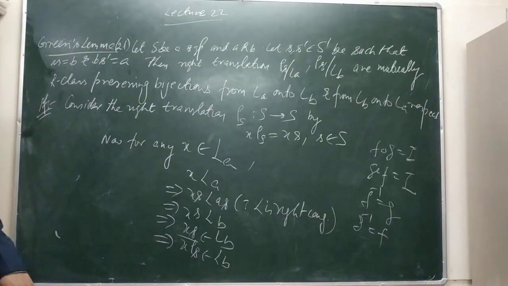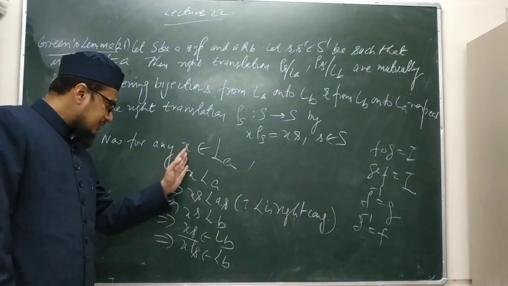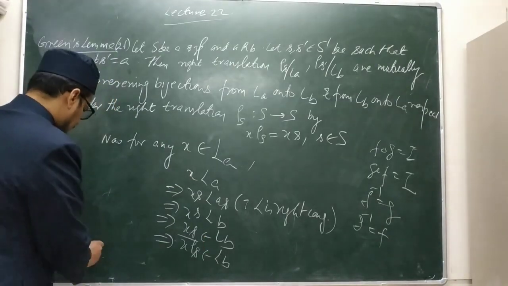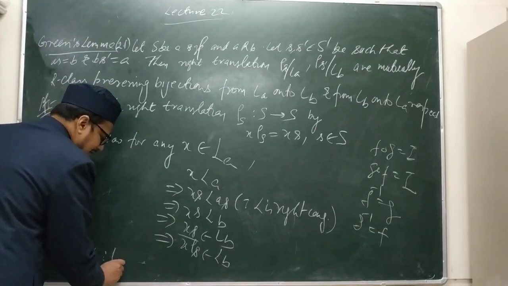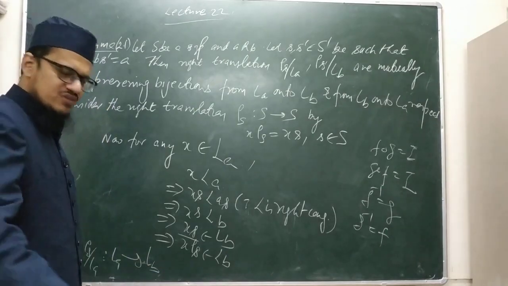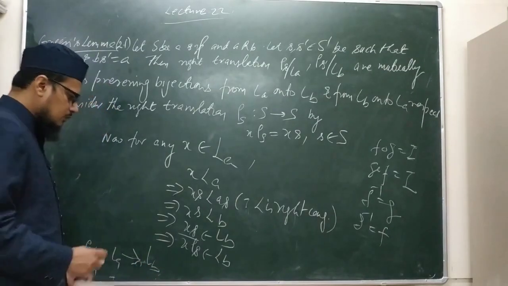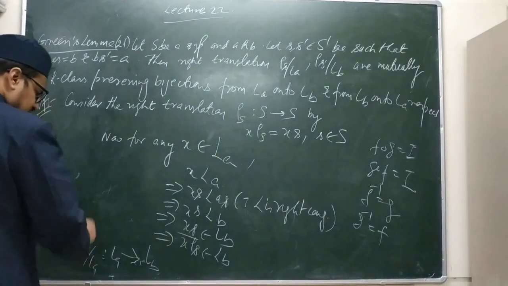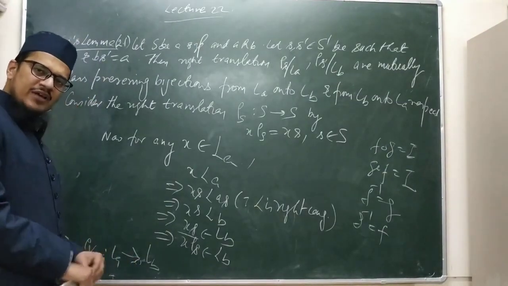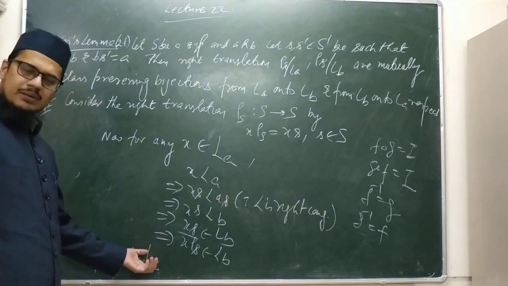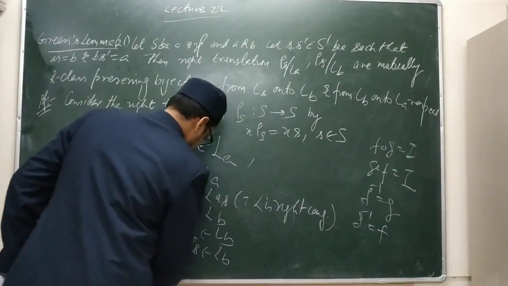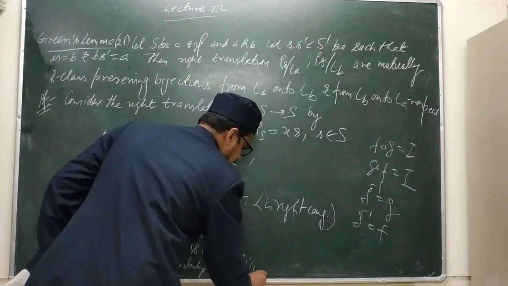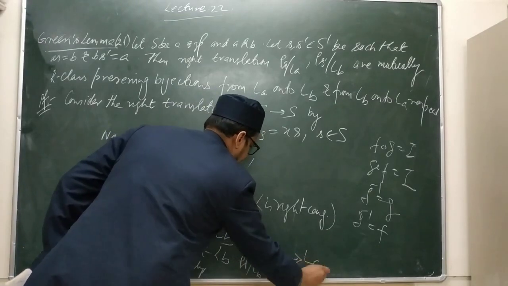So it means that we have taken an element from L A and we have shown that its image is going into L B. So here it is meaningful: rho s by L A, from L A onto L B, is a meaningful map. We can restrict it to L A, because we have taken an element from L A and shown that its image goes in L B, correct? Similarly, you can write rho s dash by L B is a map from L B onto L A.